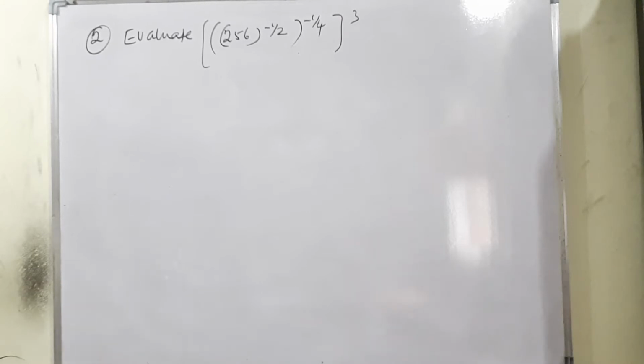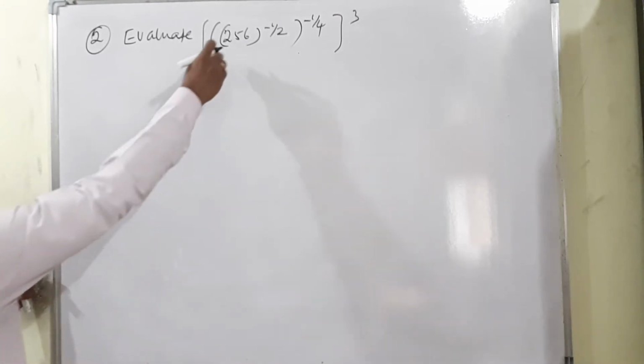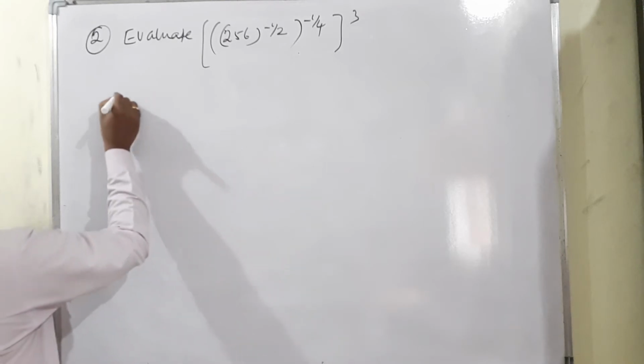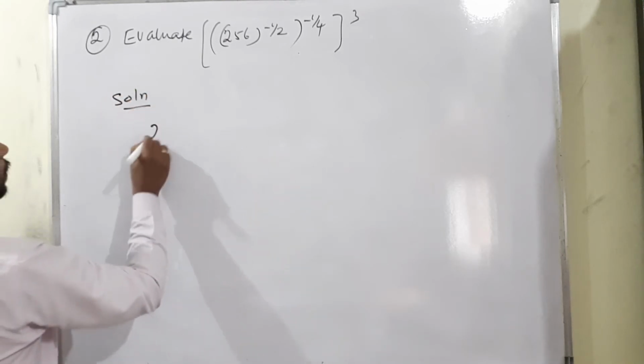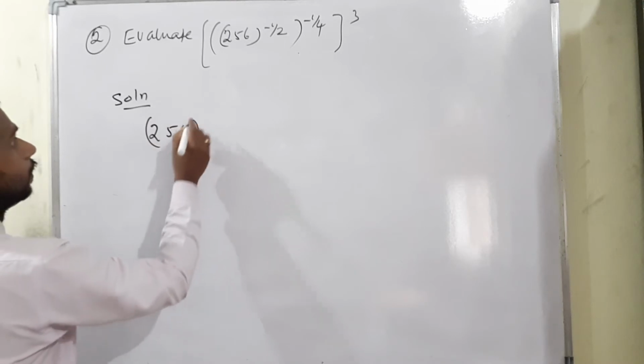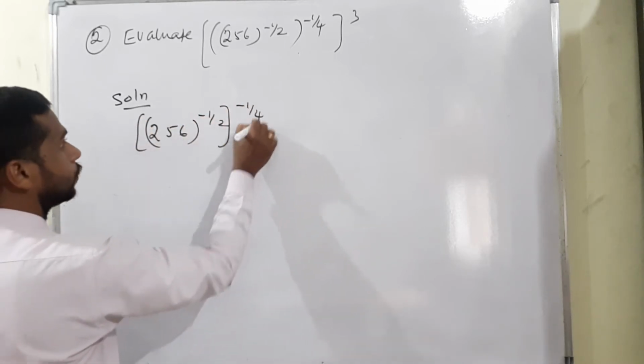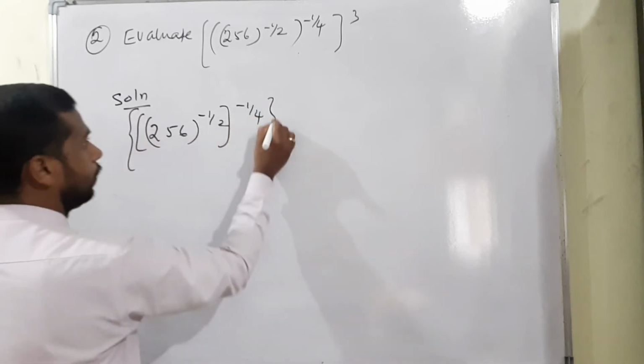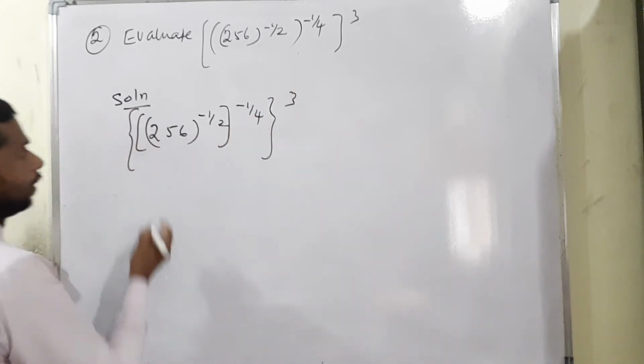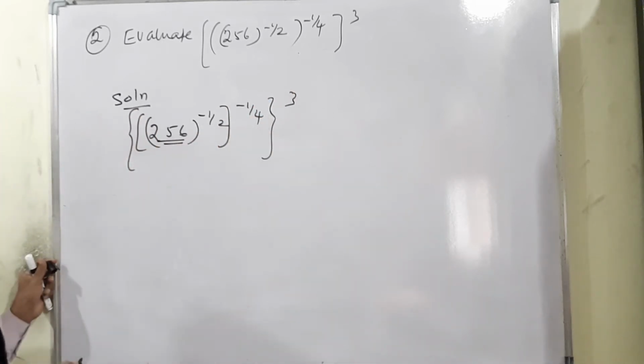Moving to exercise 2.11, question number 2. The condition is: 256 to the power of minus 1 by 2, again the whole to the power of minus 1 by 4, again the whole to the power of 3. So 256 is the perfect square of 16, isn't it?